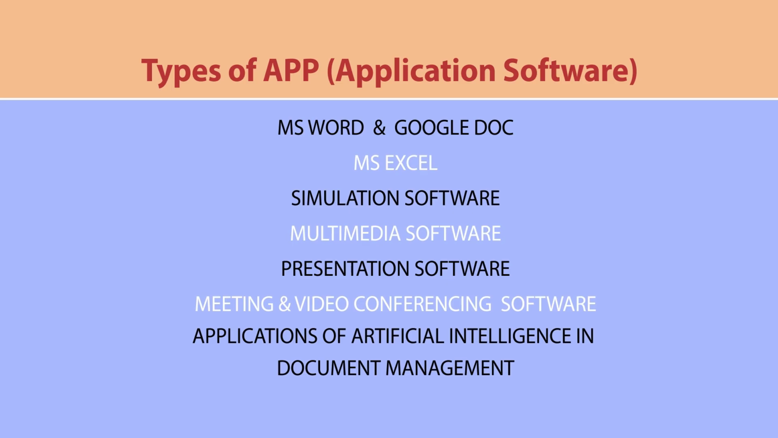The first format is putting text in a format. There are two ways by which this is going to be done. Then you have Microsoft Excel. When we talk about Excel, it is either developed by Microsoft in the Office format, or there is certain open source software. These open source software also provide good things in spreadsheets. Then you have simulation software, then multimedia software, then presentation software.